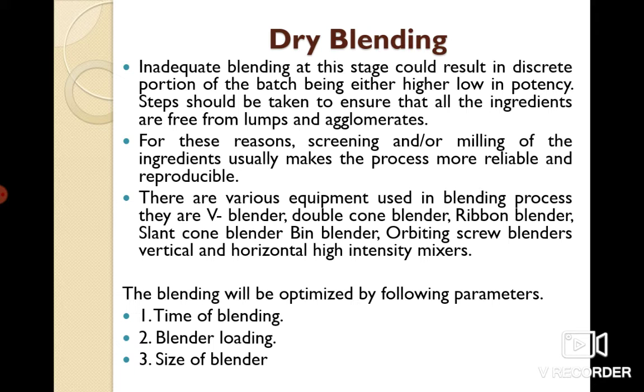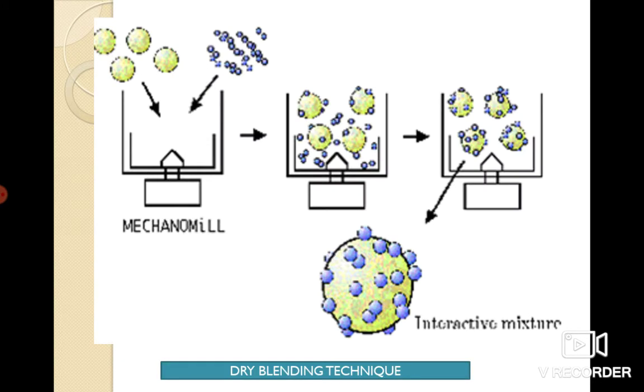The blending will be optimized by the following parameters, for example time of blending, blender loading and size of blender. And according to blending methods, in the industry there are a lot of blenders available, for example V blender, double cone blender, ribbon blender, slant cone blender, bin blender. There are a lot of blenders which help in the blending of raw materials.